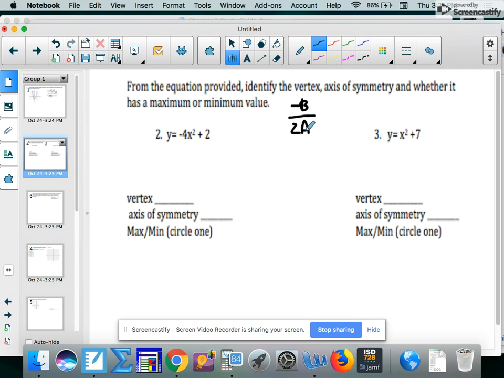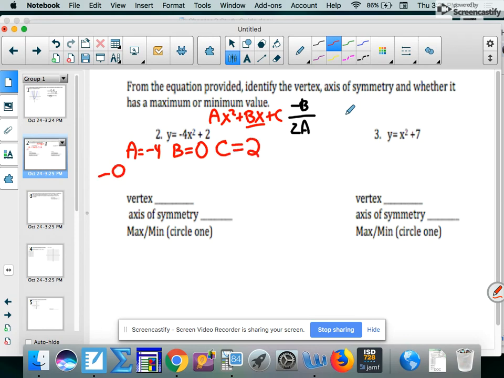So the tricky thing about this one is that you have, for number 2, a is -4. B is missing, actually, because remember, B is whatever's in front of x, and you don't have any x there. So B is 0, and then C is 2. So you're going to do -b, which would just be -0, divided by 2 times A is -4. I get -0 divided by -8. 0 divided by anything is 0. That's your axis of symmetry. That's the x part of your vertex. So I already know 0 there.